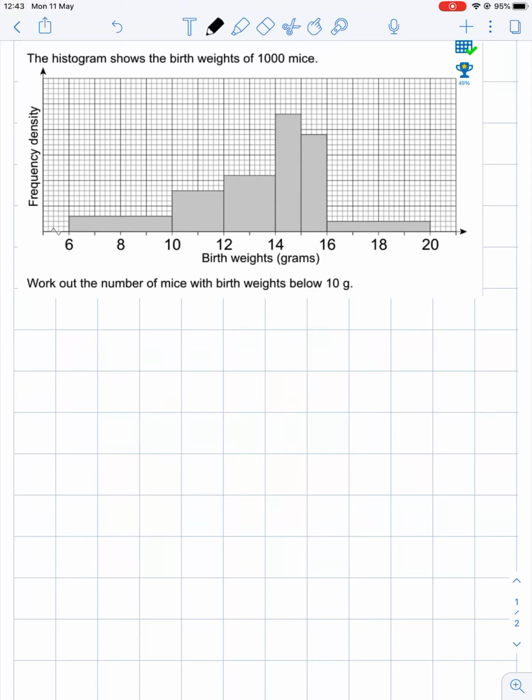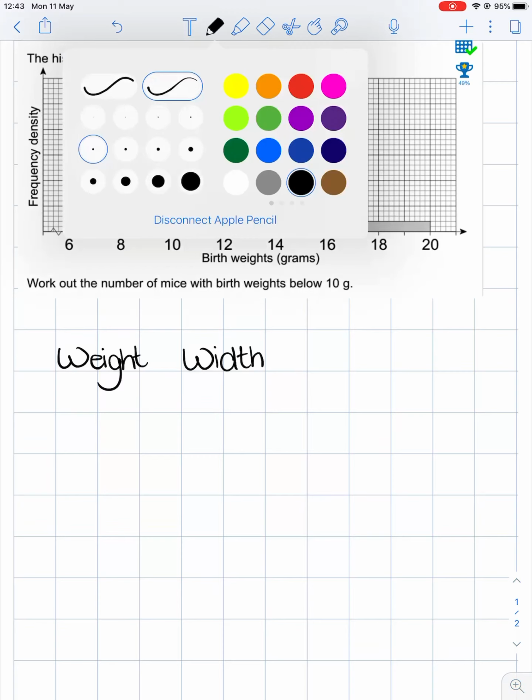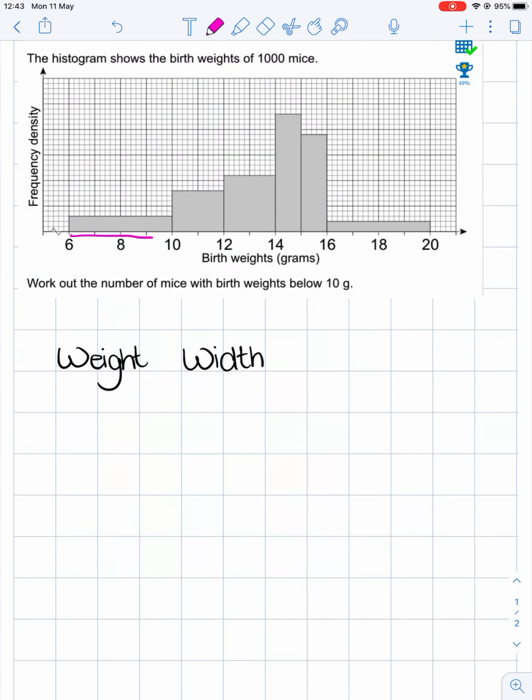I've been asked for help on this question from Mathswatch, so I'm just going to go through a model answer for you. I'm going to begin by writing down the groups of weight that we can see along the bottom and the width of each group. Okay, so the first group we've got from 6 to 10. So a weight between 6 and 10 grams. And hopefully you can see a width from 6 to 10 is 4.